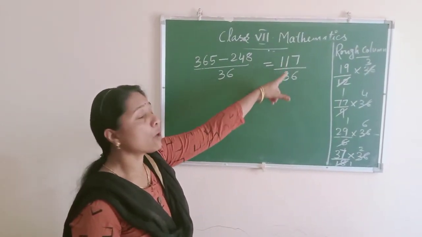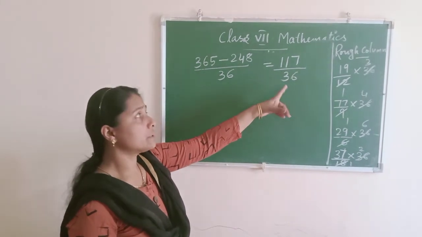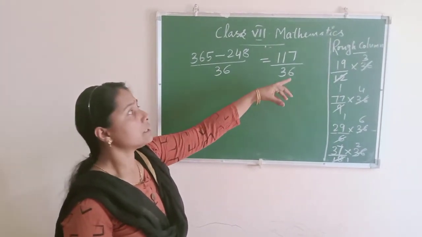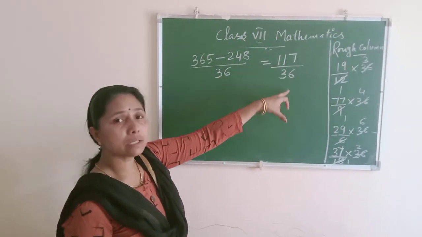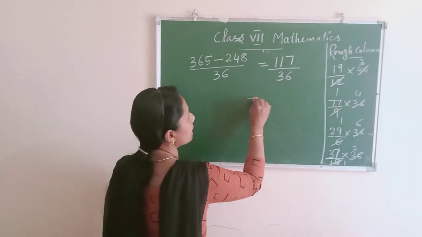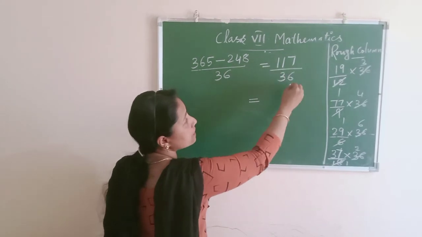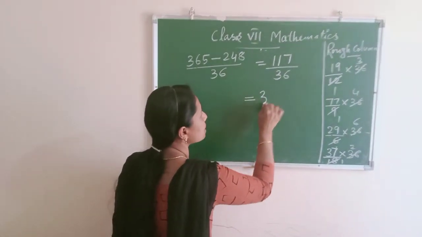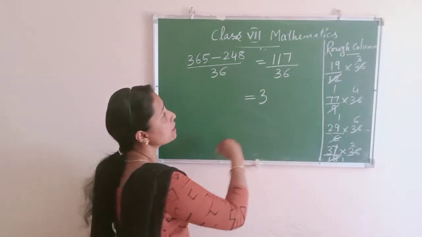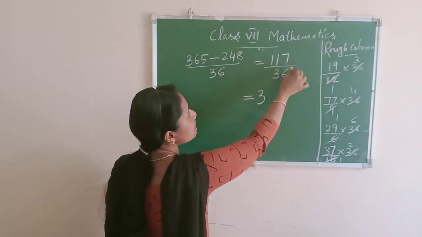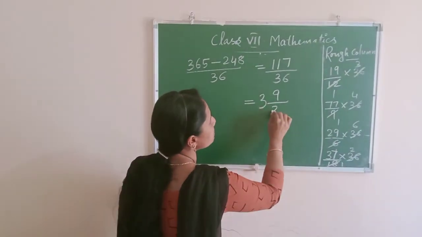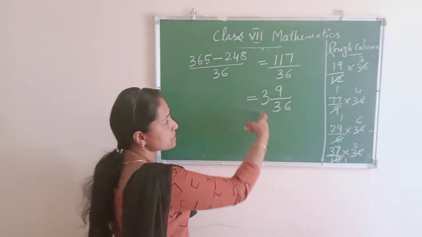It is an improper fraction. That is why you have to convert this into a mixed fraction. For changing it into mixed, you have to divide the numerator by its denominator. Here I am writing the direct answer. 117 divided by 36. 36 into 3, 108 will come. So 3 you write as the integer, and then 117 minus 108, 9 will come as remainder, and the denominator will be the same. Now you check the answer.